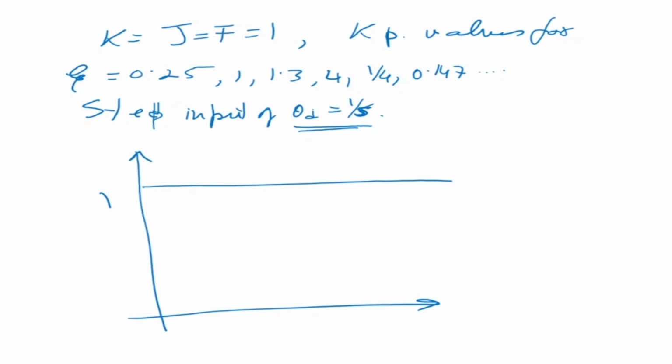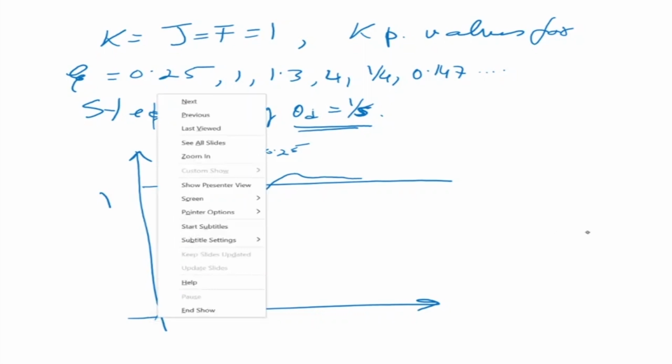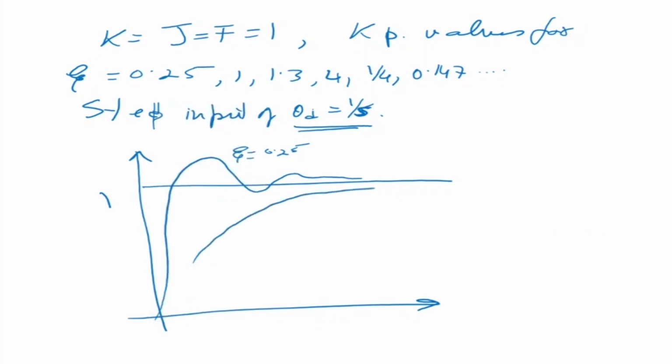So what we get is, for zeta equal to 0.25, it behaves like this. For zeta equal to 1.3, it behaves like this. So we find that for different values of zeta, it behaves in a particular fashion. So it is underdamped, overdamped, or critically damped, which is how the response of the system also is. So this is my time axis.